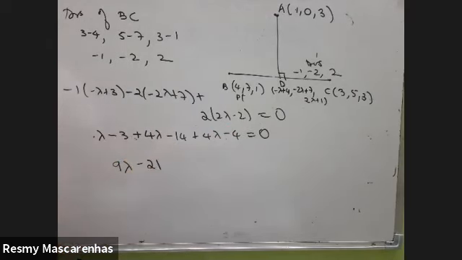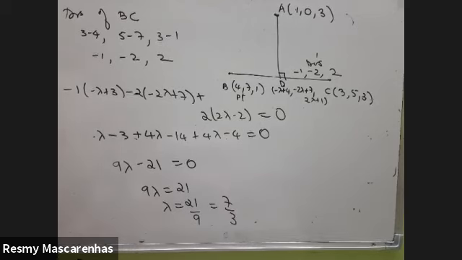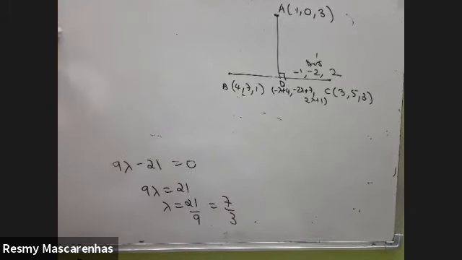Then substitute, find a point D. So substitute a value in the arbitrary point, find a value of D. So D is this.